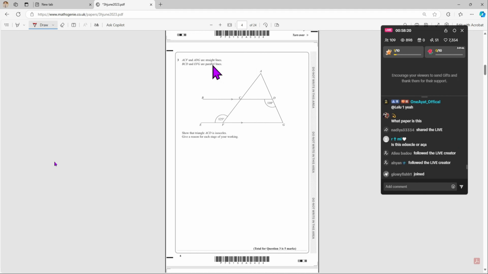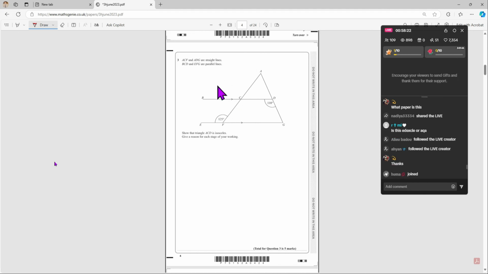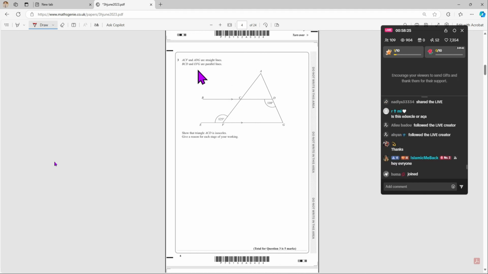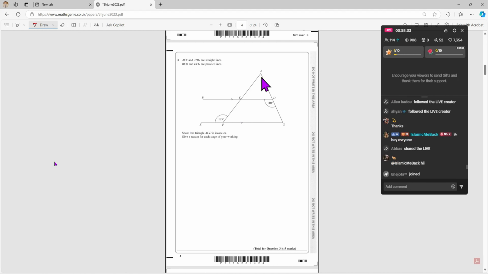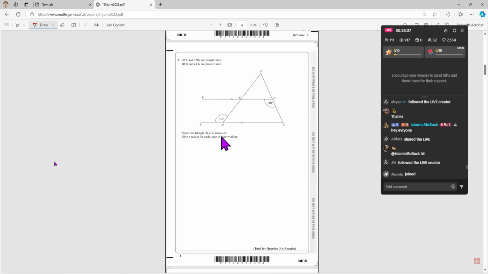ACF and ADG are straight lines, as you can see. BCD and EFG are parallel lines. They're parallel lines over here. So show that triangle ACD, so this triangle over here, is an isosceles triangle. You have to give a reason for each stage of your working.